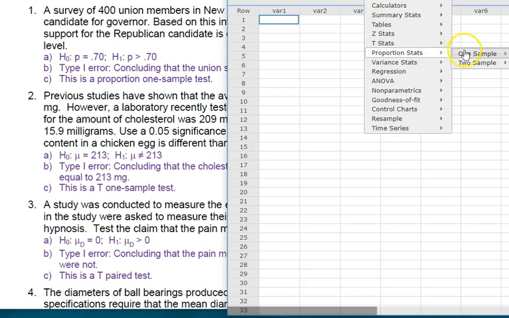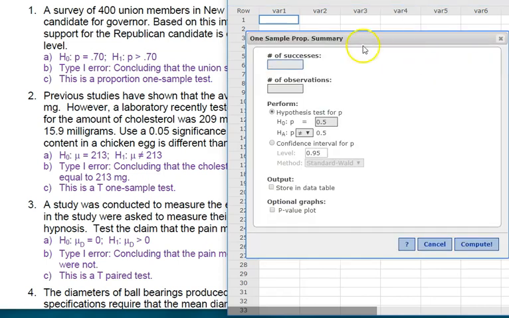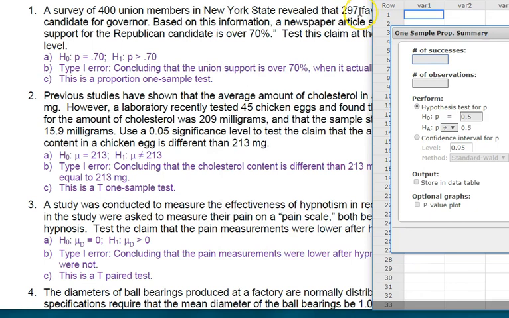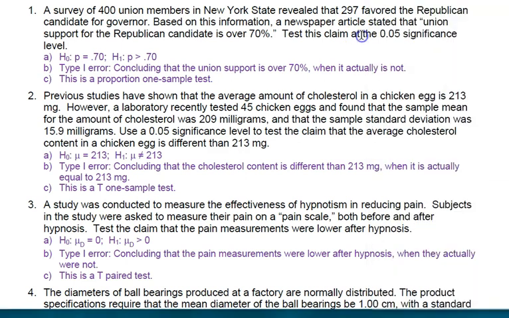So I'm using proportion stats one sample with summary. Since we don't have a list of data, we just have the summary data. In this case, we had 297 that favored the Republican candidate out of a total of 400. Our number of successes is the 297, and then our number of observations, that's the sample size, would be 400. We're doing a hypothesis test, and we want to use the 0.70 for p, and our alternative hypothesis had a greater than. Remember, when you're doing this in StatCrunch, you don't ever put in the significance level into StatCrunch.